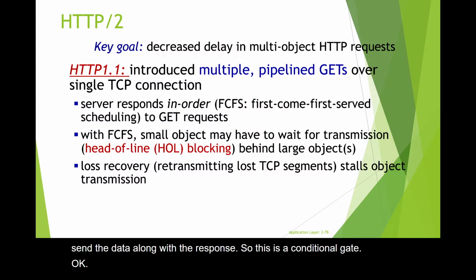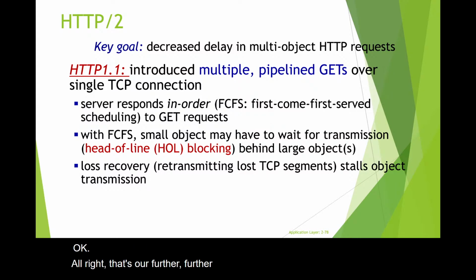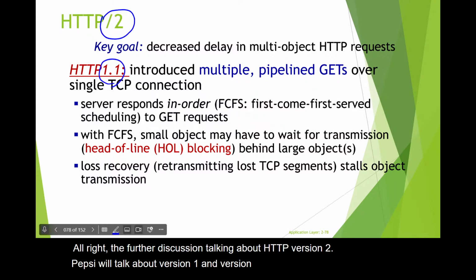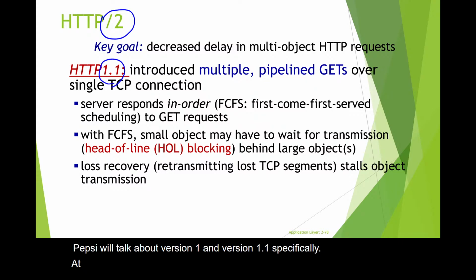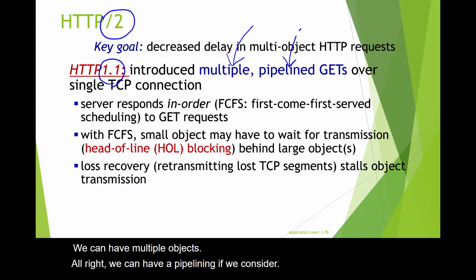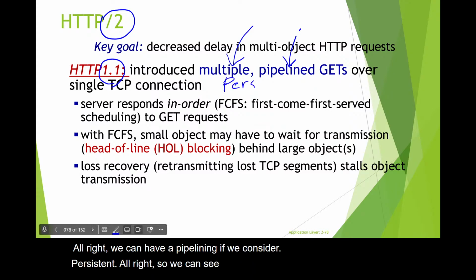All right, later we will have further discussion, talking about HTTP version 2. Previously, we talked about version 1 and version 1.1 specifically. For version 1.1, we can have multiple objects. We can have pipelining if we consider persistent connections. And with persistent, in fact, we have pipelining.